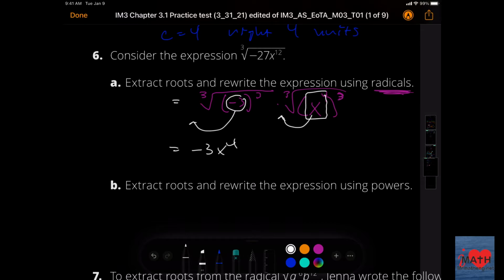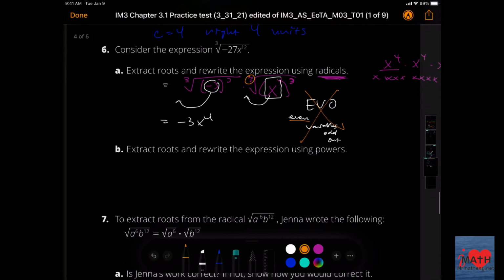Now I'm going to check my EVO. Even, variables, odd, out. So do I have an even index here? I don't. So EVO doesn't apply. Okay? Okay, so that is our answer, negative 3x to the fourth power.